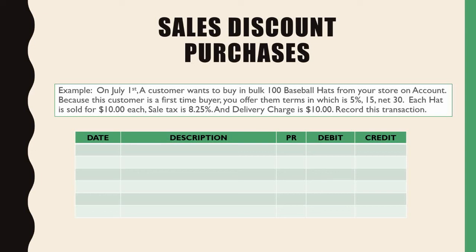The tax, 8.25% in tax. So it'd be 1,000 times 8.25%, which is $82.50. Correct.